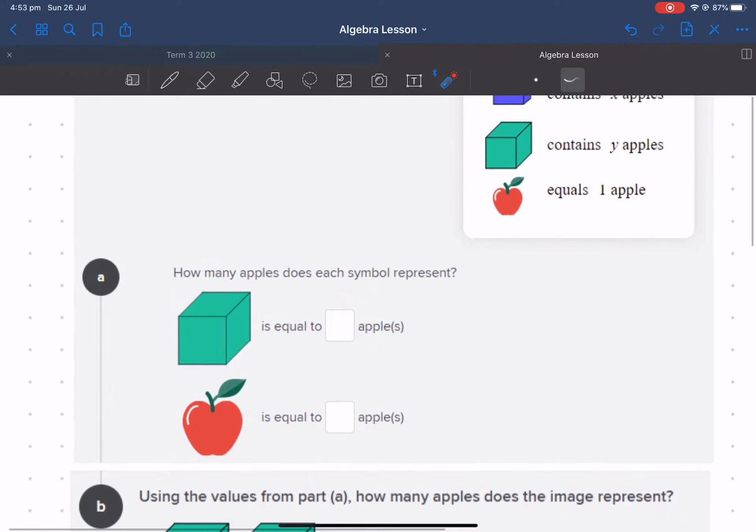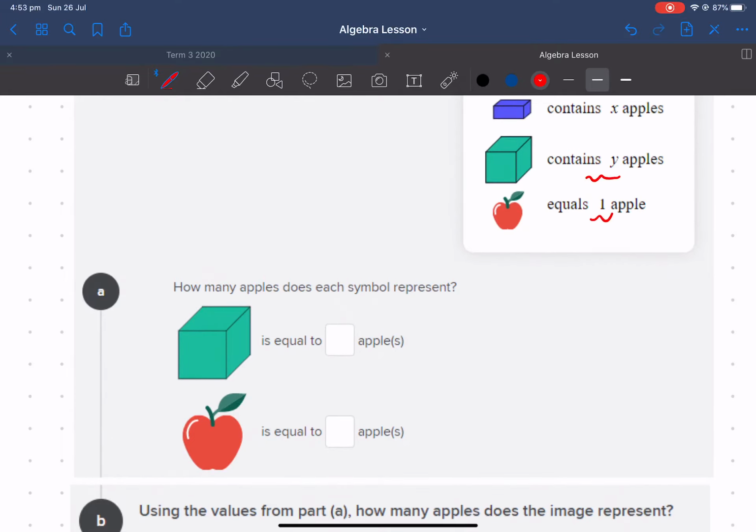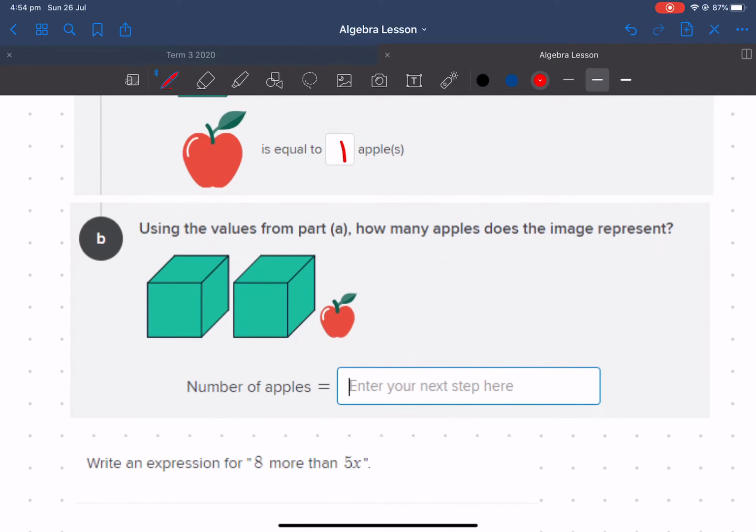So the first question is asking, or basically what we just described, how many apples does each symbol represent? Okay, that's just using our key over here and transcribing that. So obviously then one box is y apples, whatever number that may be. And just 1 apple there is just 1 apple. Okay? So then we're given this situation where we have 2 boxes and 1 apple outside. That would then be, well, y plus 1.